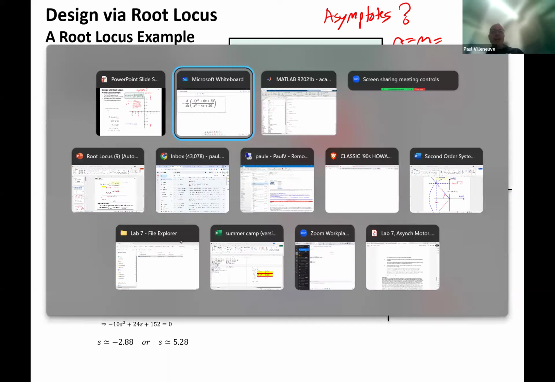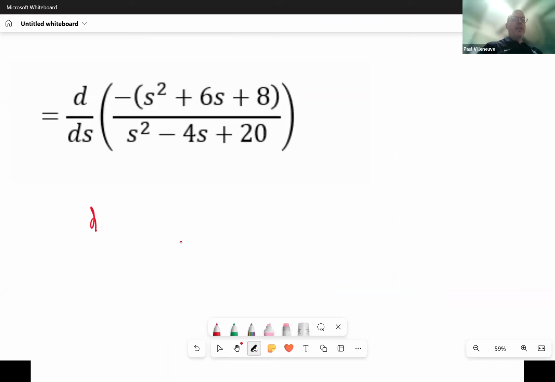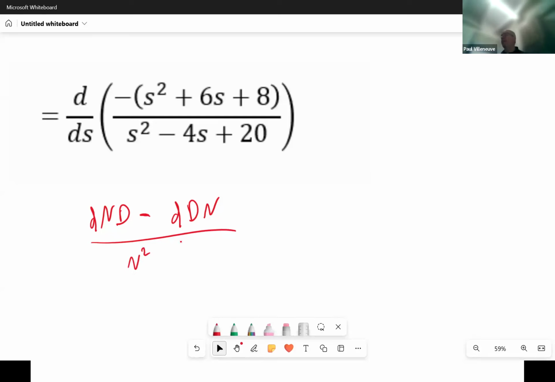All right, so now we have to apply a rule. And that rule is the quotient rule, right? So we're going to take the derivative of the numerator times the denominator minus the derivative of the denominator times the numerator, all over the denominator squared. Okay? So the derivative of the numerator, I'll leave the negative up front.